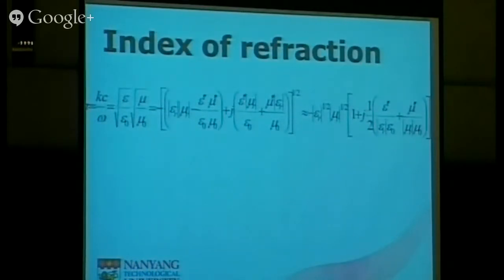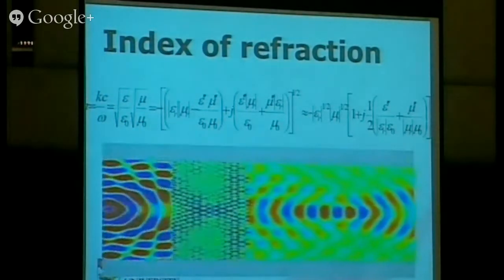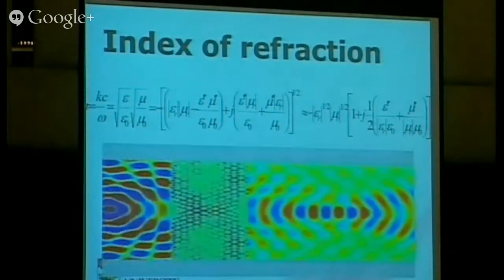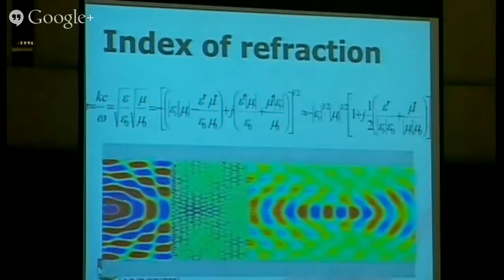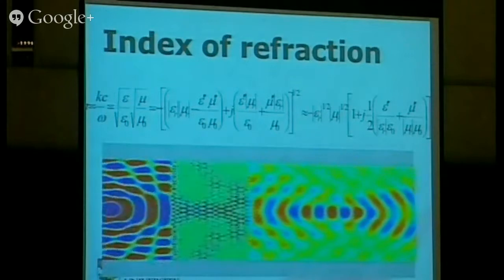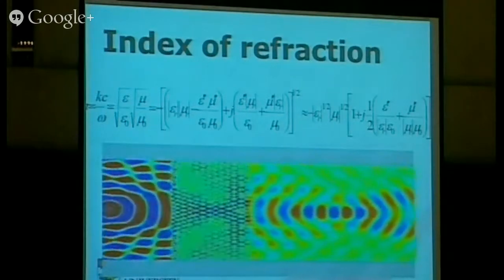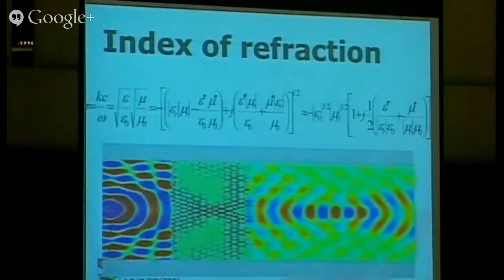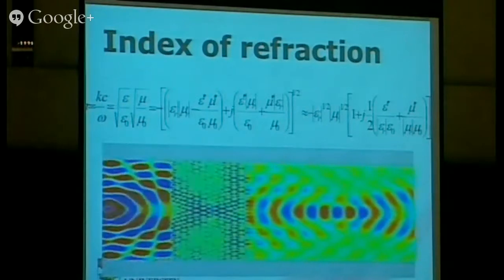This is using the Drude-Lorentz theory. One could express the refractive index in this way. The left-handed medium is sandwiched between the right-hand media: this is the right-hand medium, this is again the right-hand medium, and this is the left-handed medium. When I try to do the field propagation study, the signal is incident here, and it becomes a little lossy, of course, because of the complex nature.